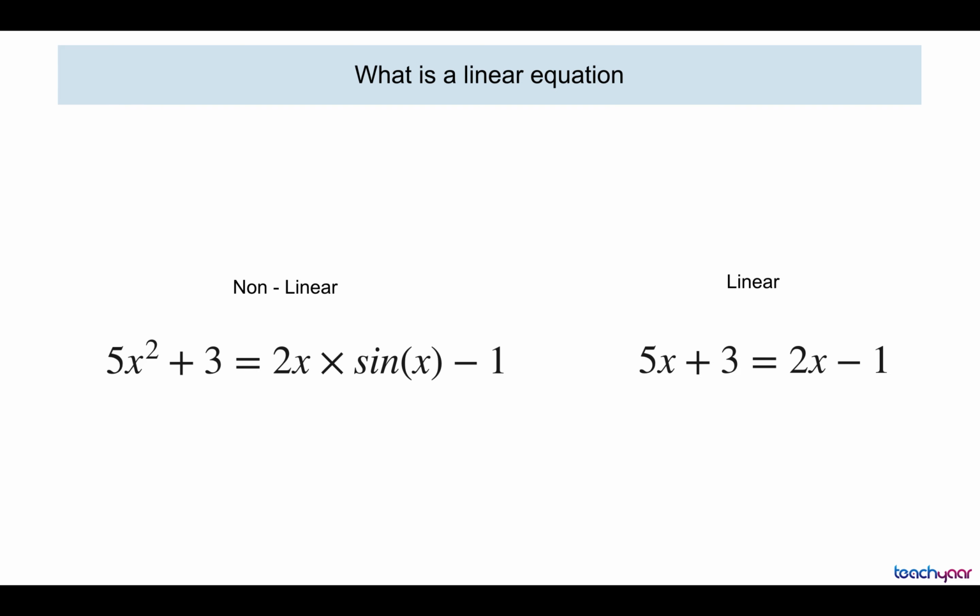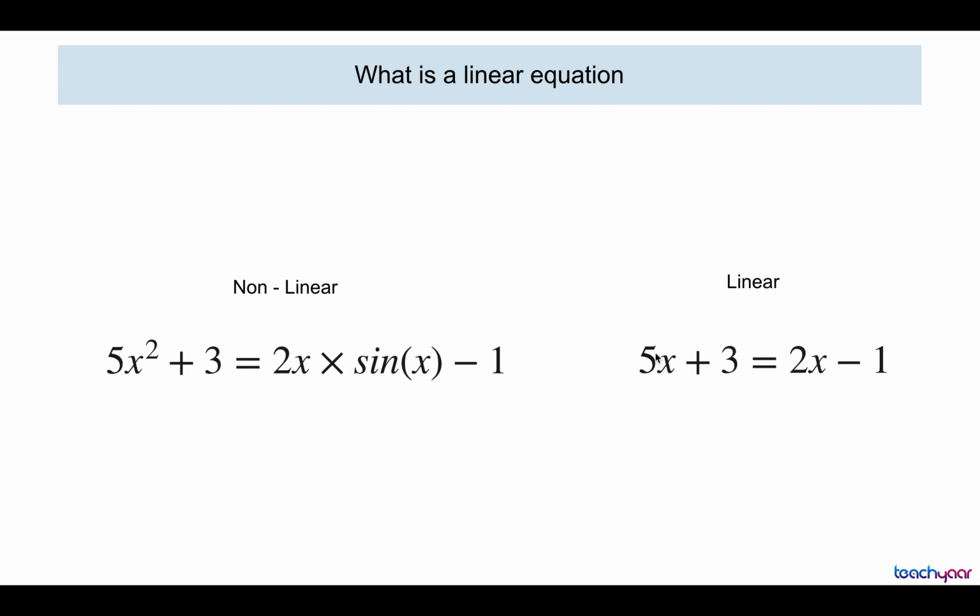Now what is a linear equation? What you see on the right here is an example of a linear equation. You see this equation, 5x plus 3 is equal to 2x minus 1. And if it's not a linear equation, it's called a non-linear equation. Then 5x square plus 3 is equal to 2x into sine x minus 1 is an example of a non-linear equation. Now are you able to understand from this why it's a linear equation?